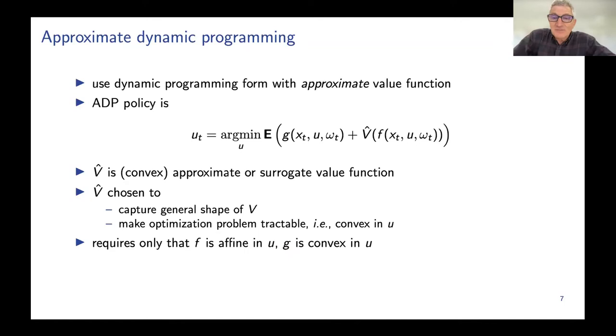And I don't mind mentioning, since everyone here is in control, that I feel like one of the dirty secrets of control is the following. This is going to give you a really good policy if V hat is a good approximation of V. That's sort of obvious. But here's one of the dirty secrets: you get a really good control even when V hat is a rather poor approximation of V. V hat only really has to capture the gross shape of V. Everyone knows this, but people don't state it that often. But once again, this is obviously a COCP, a convex optimization control policy.